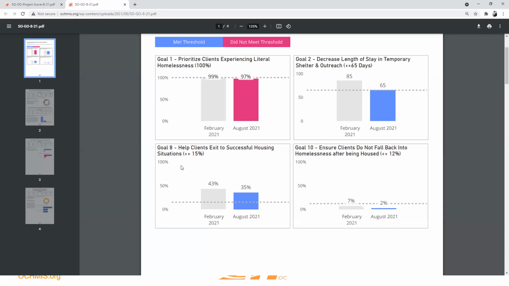We've had a little bit of a dip in exits to successful housing situations, but we are still well over our threshold for this measure. And we have improved on the percentage of clients that are returning to homelessness. Only 2% of clients returned, and again, we're well under that threshold. It should be less than 12%. So we're doing great there.